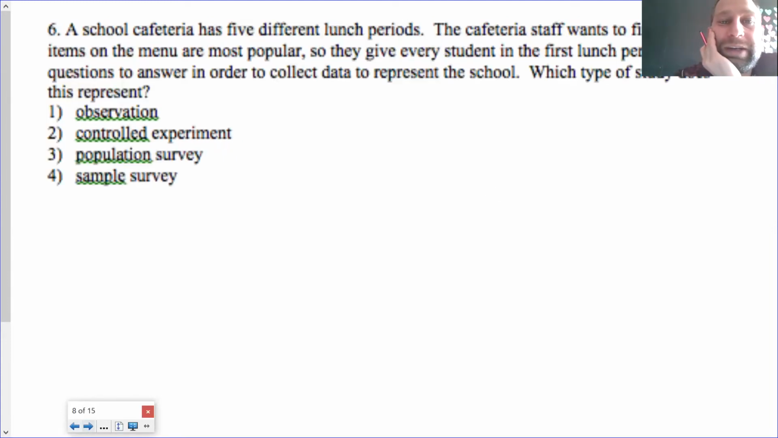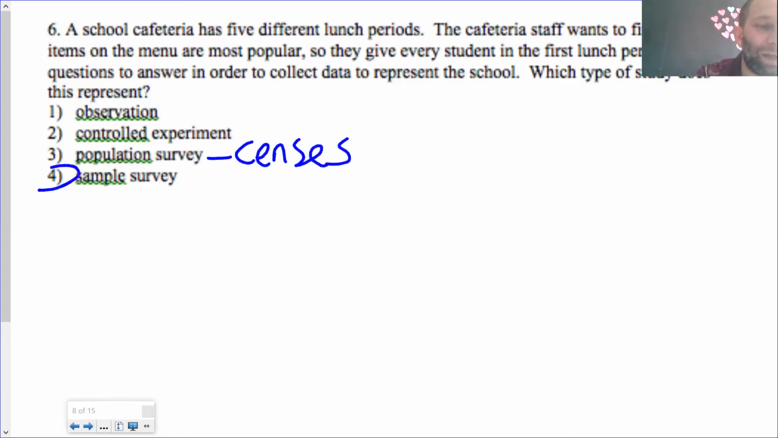A school cafeteria has 5 different lunch periods. The cafeteria staff wants to find out which items on the menu are most popular, so they give every student in the first lunch period a list of questions to answer in order to collect the data. It's a survey. A population survey means the same thing as a census. I'm not asking every single person, I'm asking a sample. That's every student in the first lunch period, not every student in the entire school. It would be a sample survey.